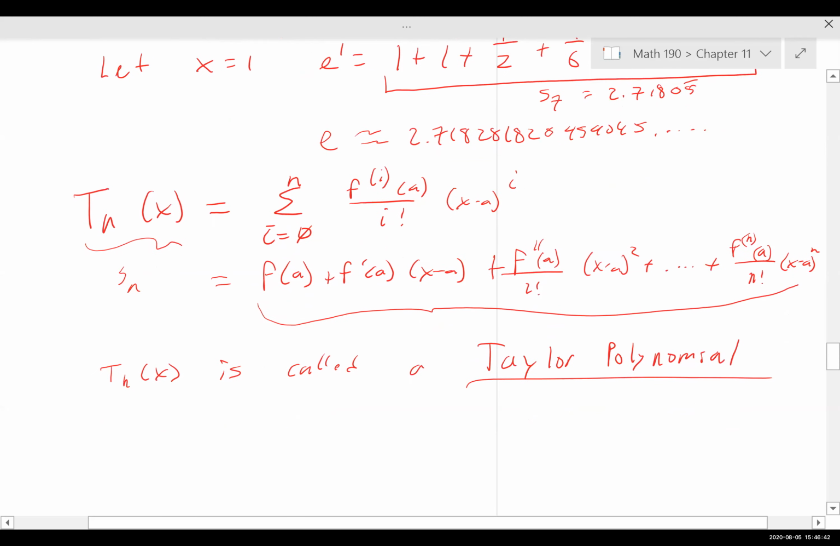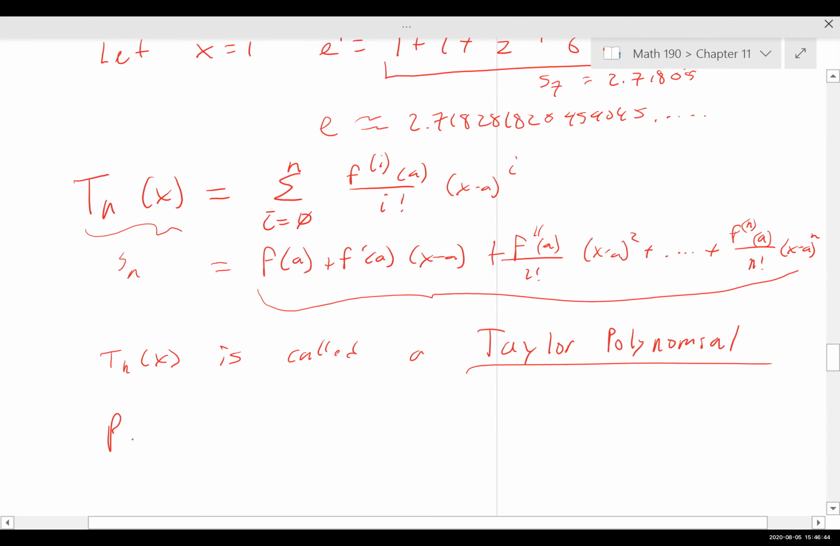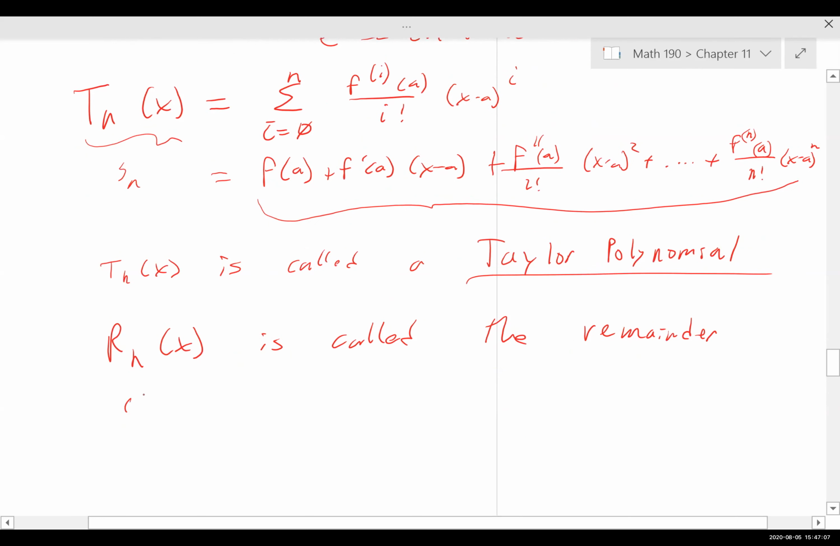Okay, so R sub n of x is called the remainder of the Taylor series. Think of the Taylor series, the whole thing, as S, right?